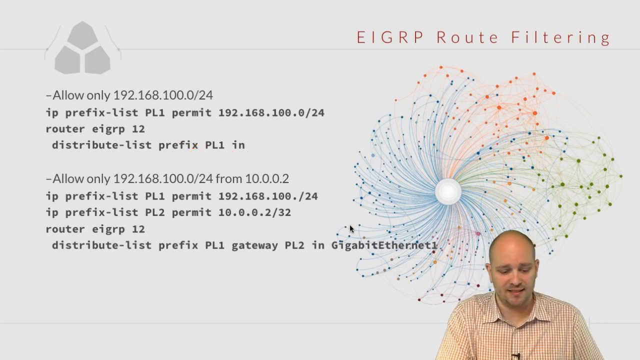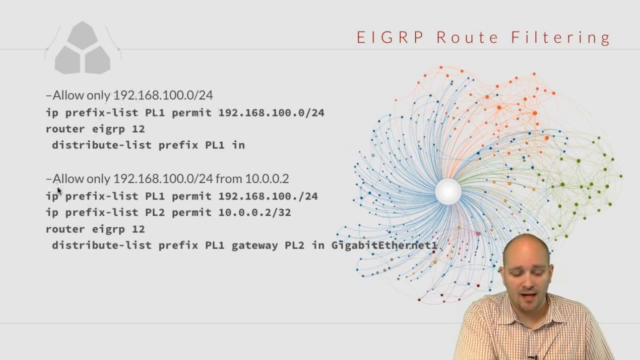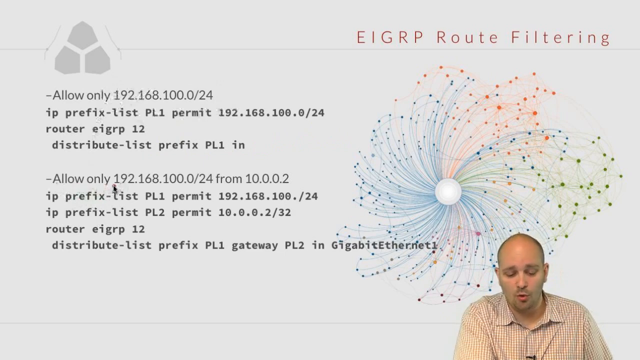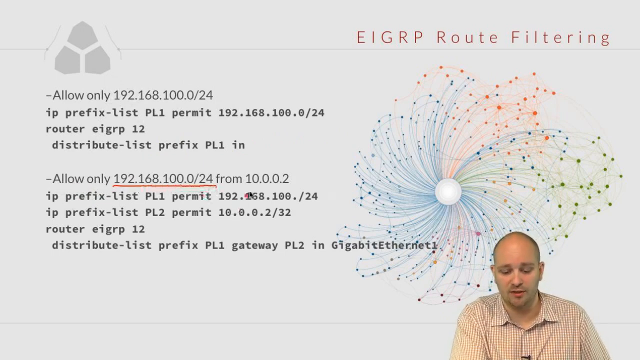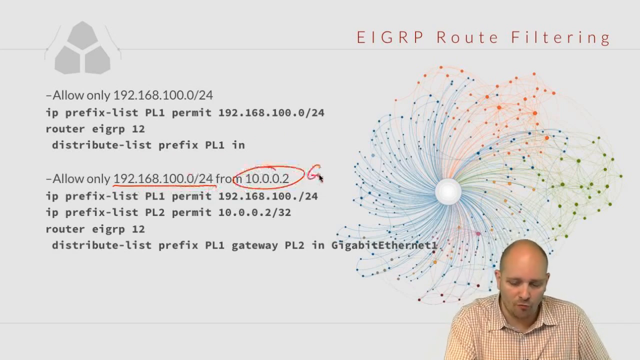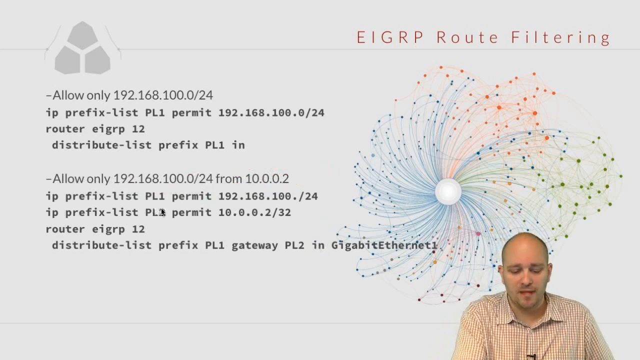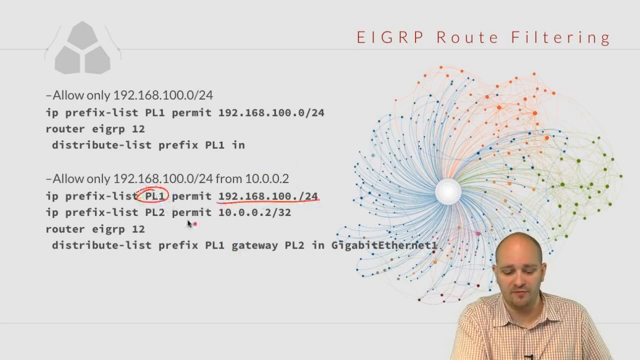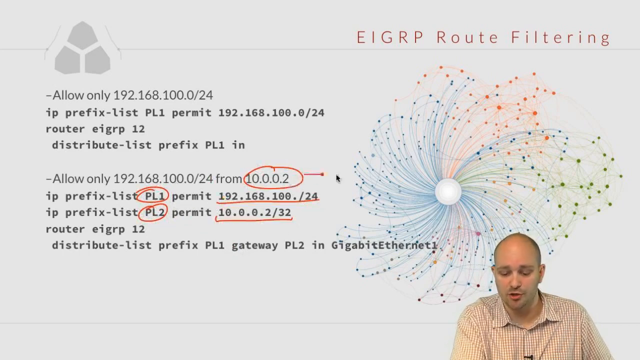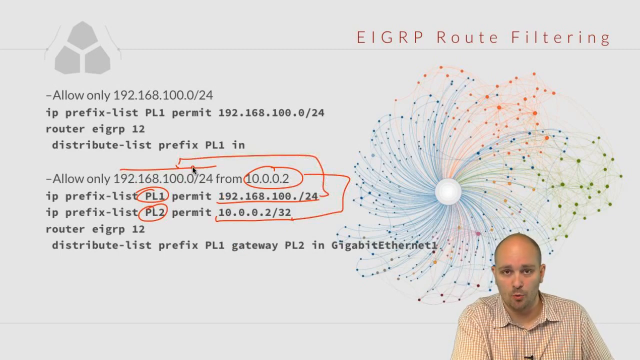So let's take a look at that example. Expanding a little bit on this example, let's configure our filtering to allow only 192.168.100.0/24 if it was learned from the 10.0.0.2 neighbor, which we know, for example, is on gigabit interface 1. What we're going to do here is define two prefix lists. Prefix list 1 is going to define our prefix, and prefix list 2 is going to define our neighbor. So this one defines the neighbor, and this one defines which prefix we want to use.